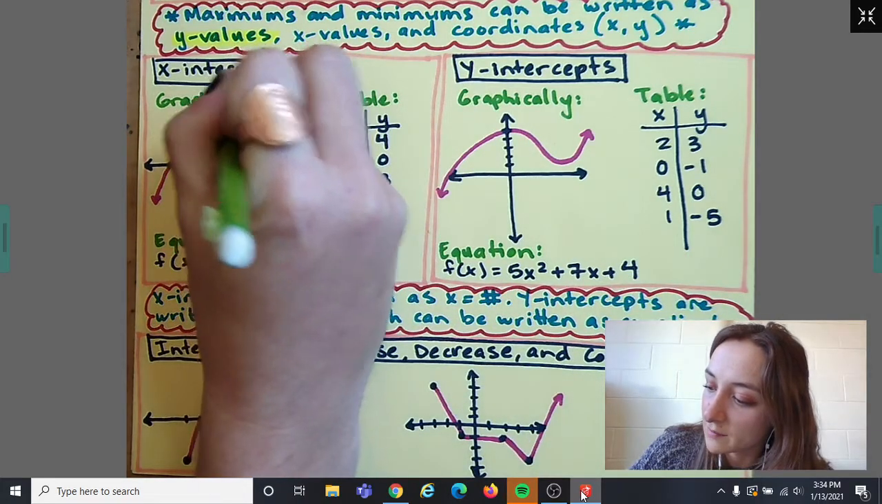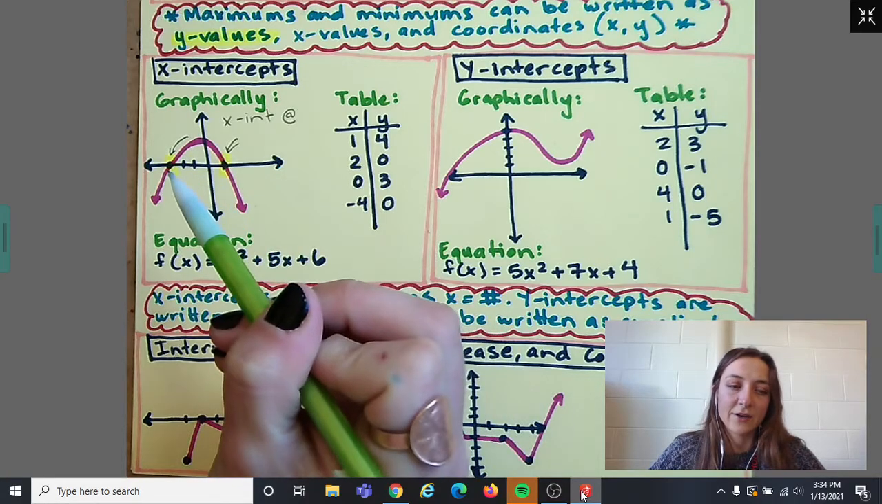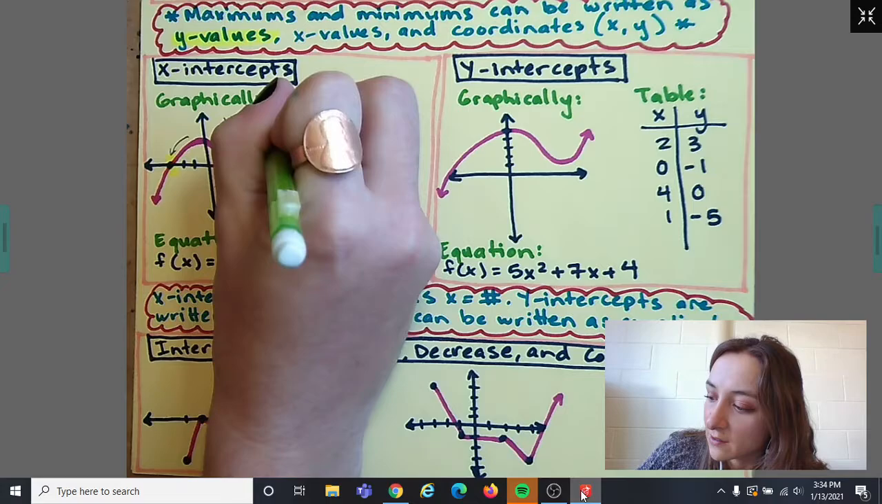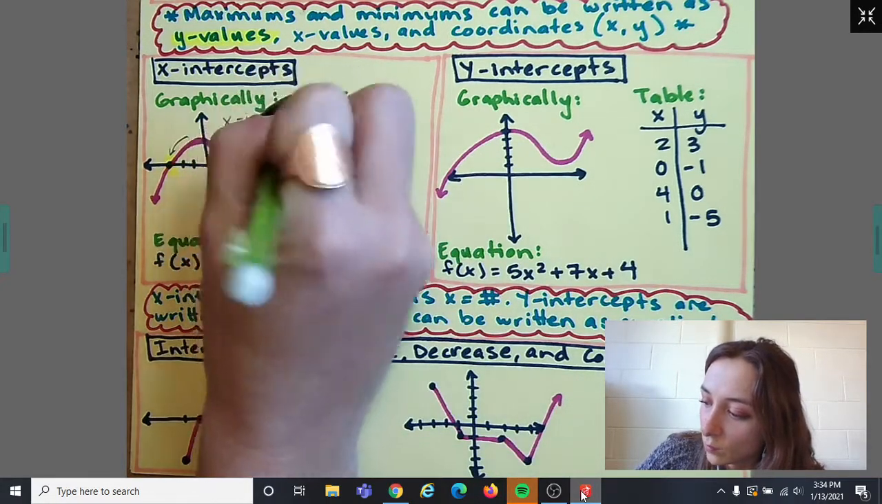So the x-intercepts are at, and we're going to write these as x values. So it's crossing the x-axis at x equals -3 and at x equals 1.